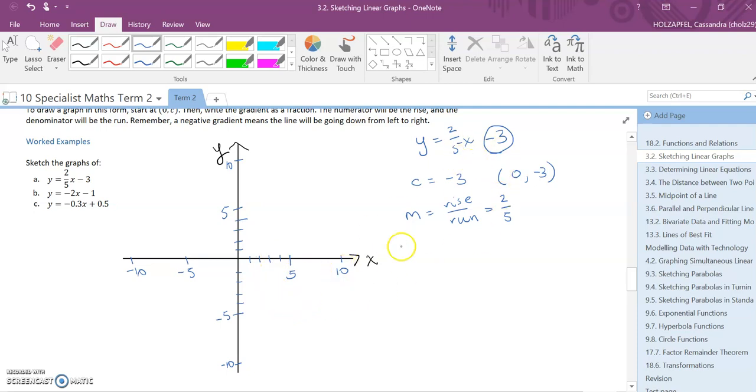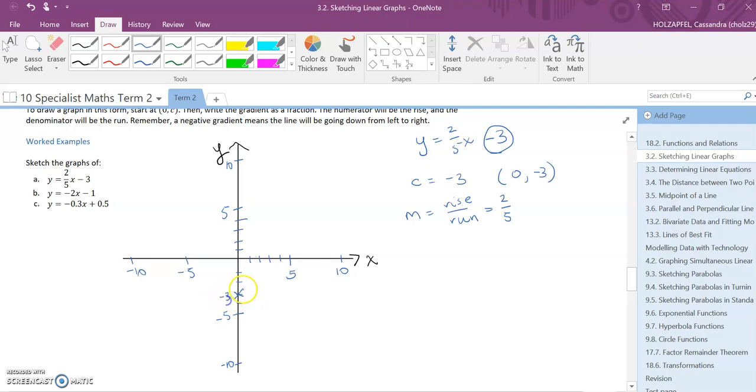All right, so let's start off at -3. So that's going to be this point here. So let's put our first point or our first cross there. The next thing that we're going to do is we're going to use that gradient. So we know that the rise is 2 and that the run is 5.